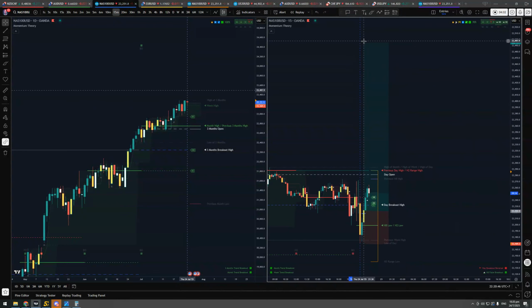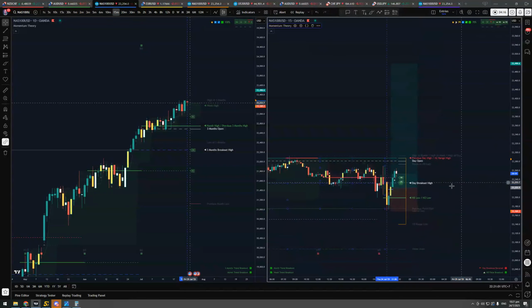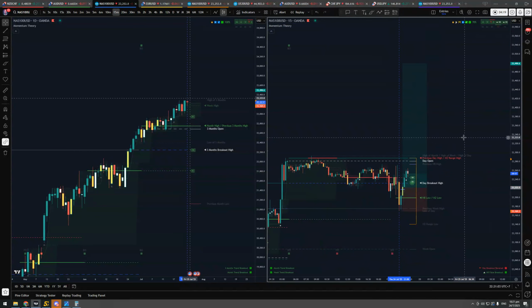If you don't like to hold overnight, then this would be the exit, 1.2R. But because of the daily, because we're faking out the lows and above previous week high, I'm going to attempt to hold this for that breakout. And that's it.